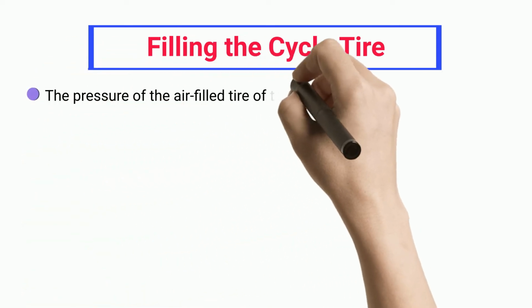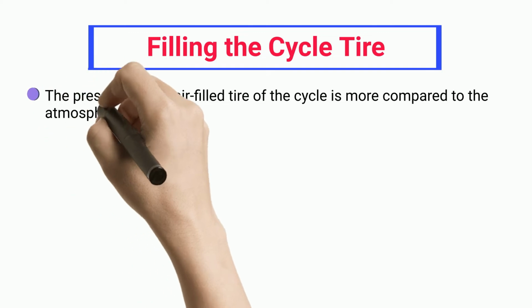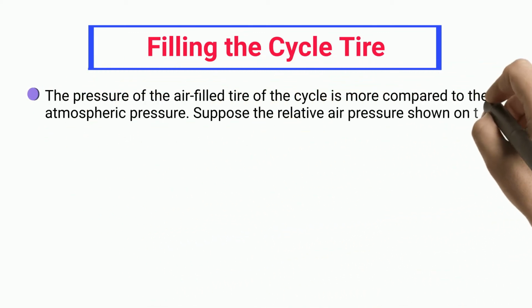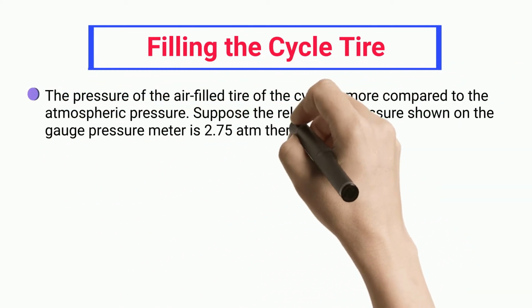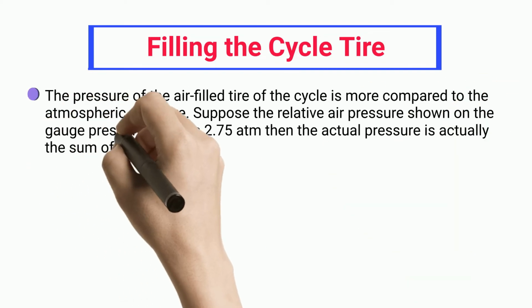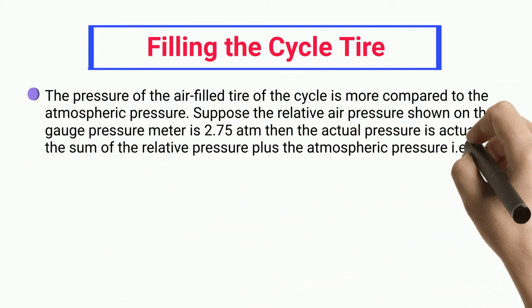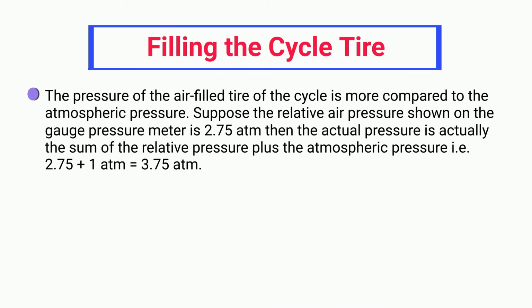Filling the cycle tire. The pressure of the air-filled tire of the cycle is more compared to the atmospheric pressure. Suppose the relative air pressure shown on the gauge pressure meter is 2.75 atm, then the actual pressure is the sum of the relative pressure plus the atmospheric pressure, i.e. 2.75 plus 1 atm equals 3.75 atm.